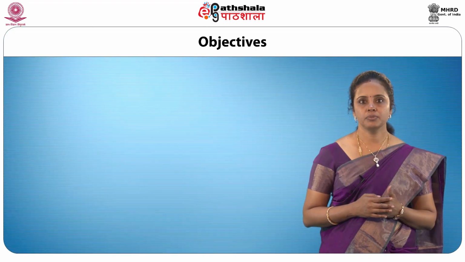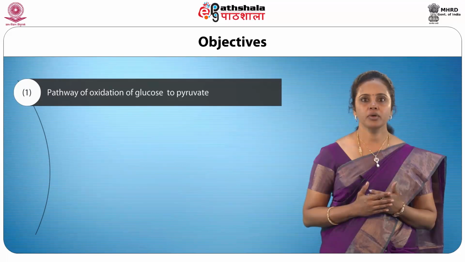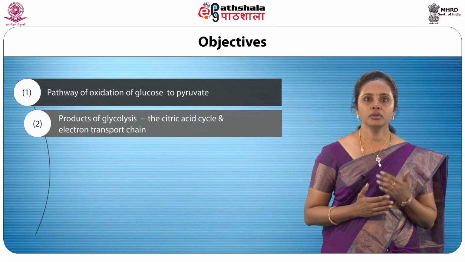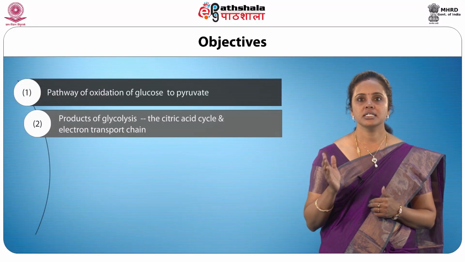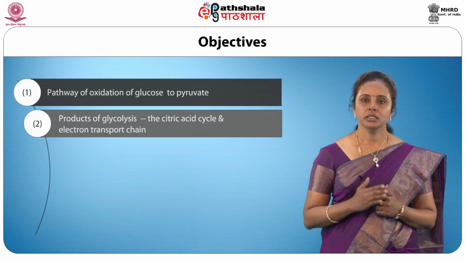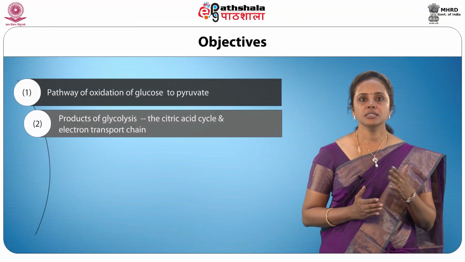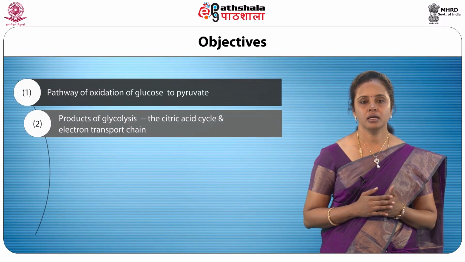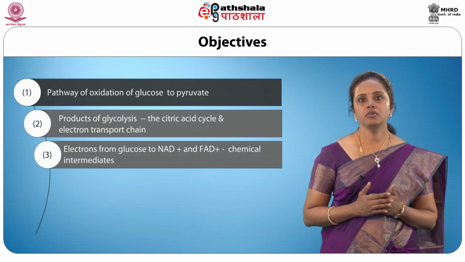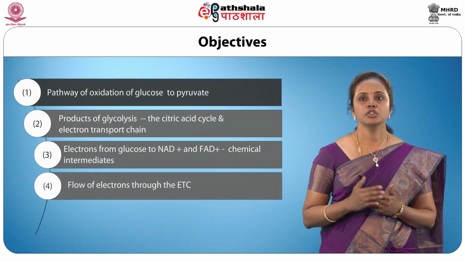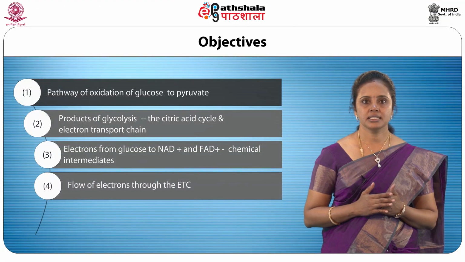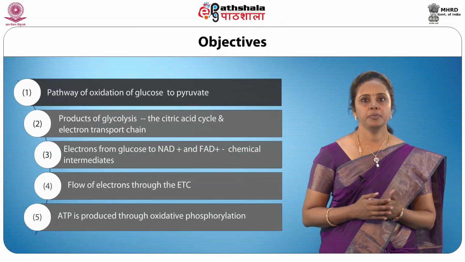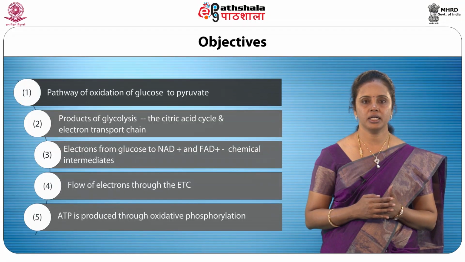See the objectives of this module. To understand the pathway of oxidation of glucose molecules to pyruvate. To learn how the products of glycolysis feed into the citric acid cycle and how the products of the citric acid cycle ultimately end up with the products of glycolysis in the electron transport chain. To elucidate the general flow of electrons from glucose to NAD plus and FAD plus through a series of chemical intermediates. To explain how ATP is produced through oxidative phosphorylation.